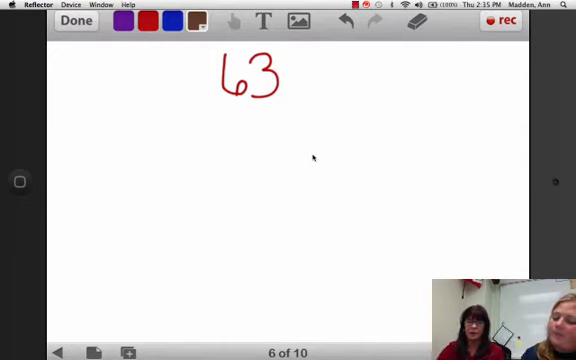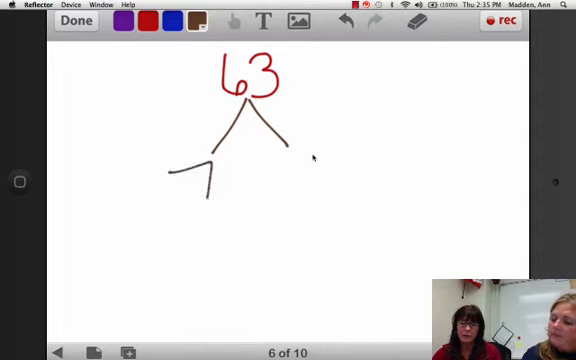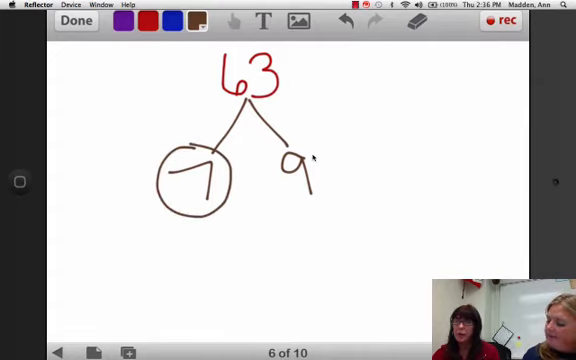Okay, 63. I'm going to think of two numbers multiplied together that would equal 63. Start with my tree. Let me think. 7 times 9. I'm going to look at number 7. Are there any numbers that will go into 7 besides 7 and itself? No, there's not. So 7 is a prime number. How about 9? Can we break 9 up anymore? We can. We can break it into a 3 times 3.